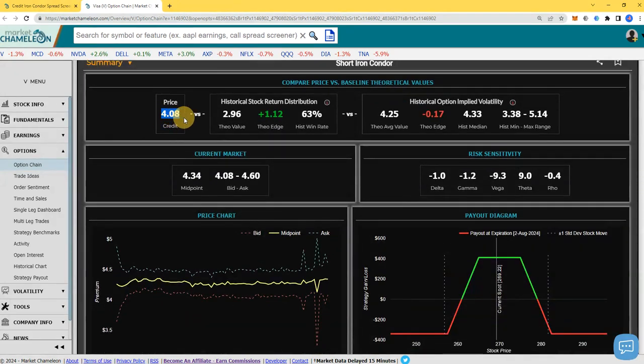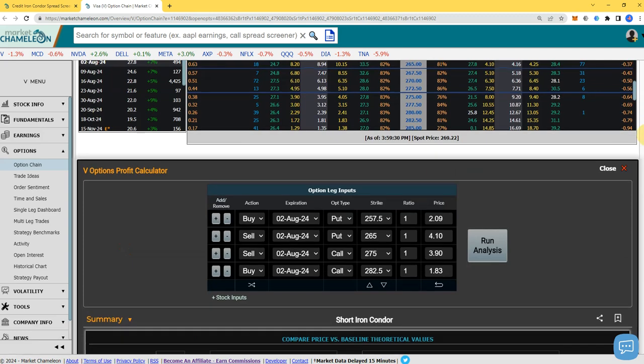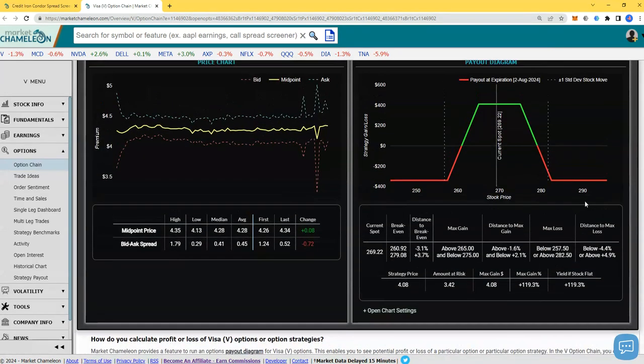You are collecting $410 compared to 296. Okay, this is what happens. That's exactly where Market Chameleon shines. So pay attention. Collecting over $400 compared to about $300, an extra $100 credit, over time it compounds, and this is the trade.